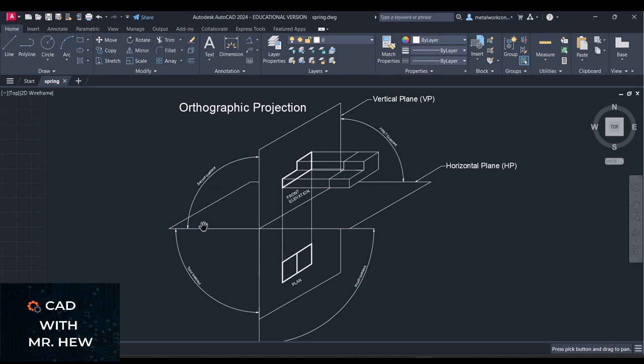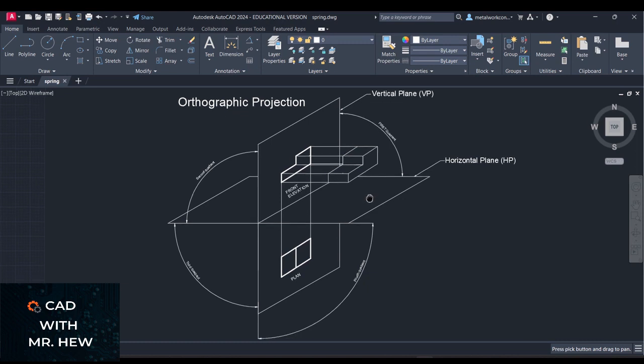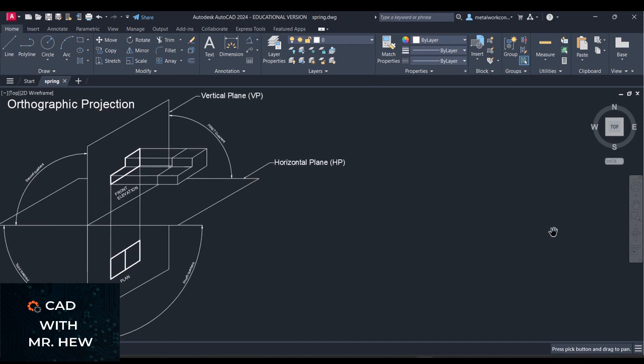So here we are concentrating mainly on the first quadrant. Again, we have the object suspended above the horizontal plane and in front of the vertical plane. This is the view that you would see in the front elevation and in the plan. Hope you're following so far. Good job.